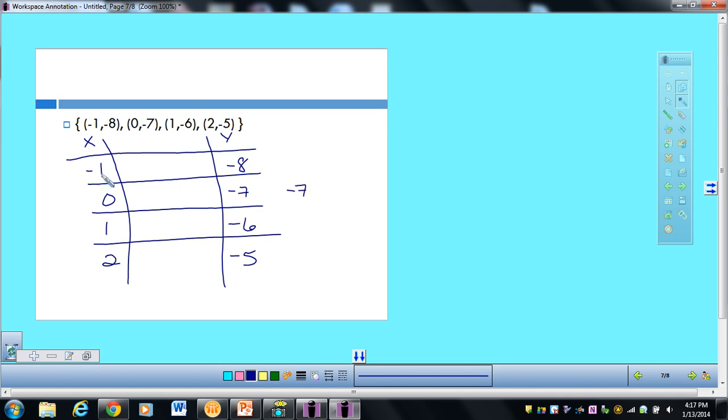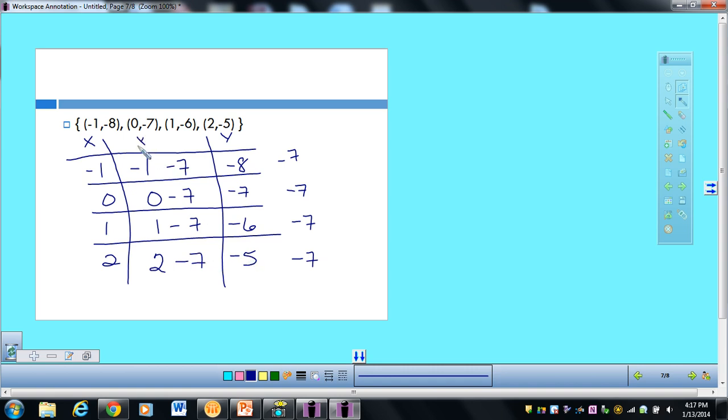Can I do that with the rest? Can I go from -1 to -8 by subtracting 7? Absolutely. Can I go from +1 to -6 by subtracting 7? Absolutely. Can I go from 2 to -5 by subtracting 7? Yes. So let's put that in as our rule. So if I take my x as -1 and I subtract 7, I'm going to get -8. If I take x as 0 and I subtract 7, I get -7. If I take x as a +1 and subtract 7, I'm going to get a -6. If I take an x as a +2 and I subtract 7, I'm going to get a -5.